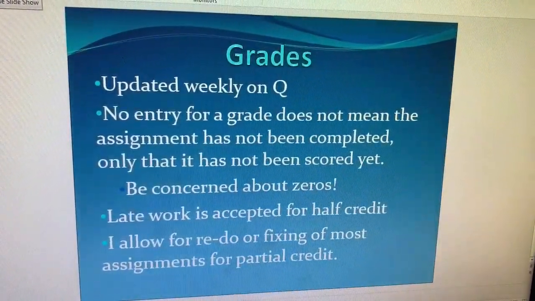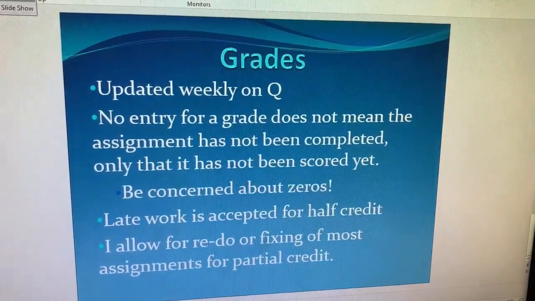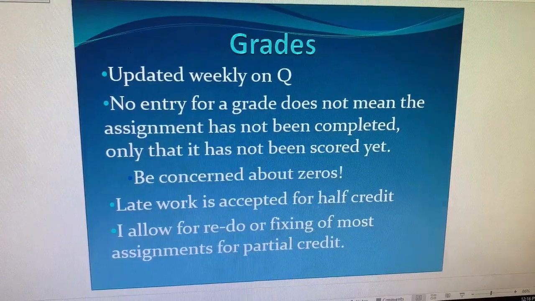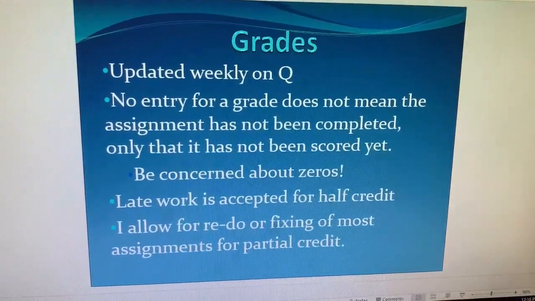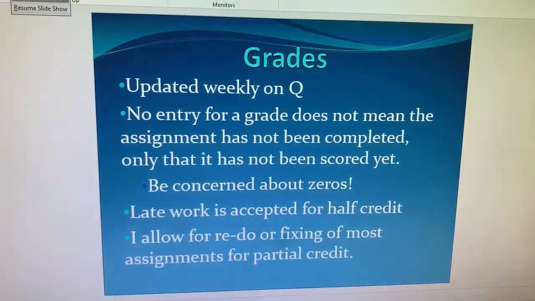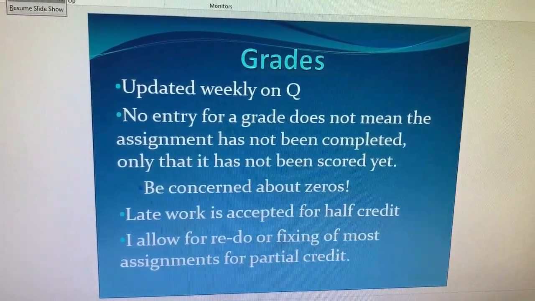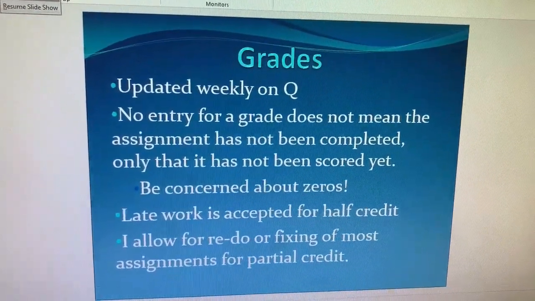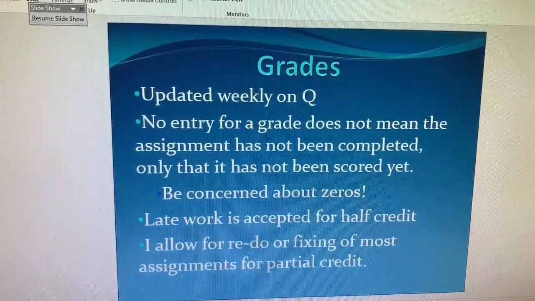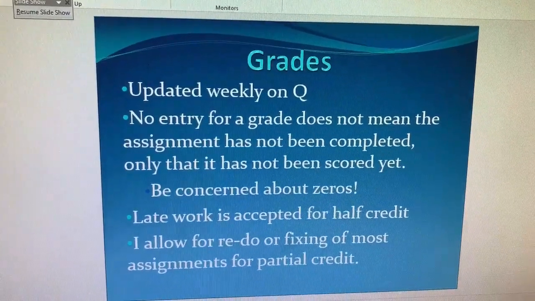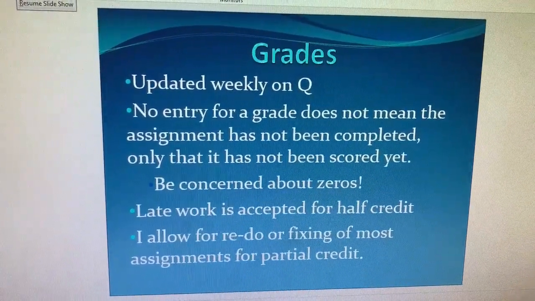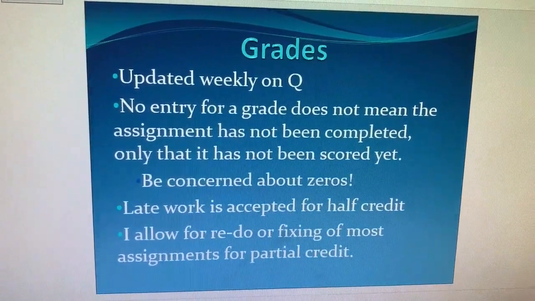Q is updated pretty frequently, sometimes more than once a week. But just for your knowledge, if there's not a grade in the Q gradebook, it's not that a student didn't do the assignment, it's just that it hasn't been entered or scored yet. If you do see a 0 for an assignment, then that means that they did not complete the assignment. So be concerned about the zeros that you see. Don't be concerned about a score that just hasn't been entered yet.